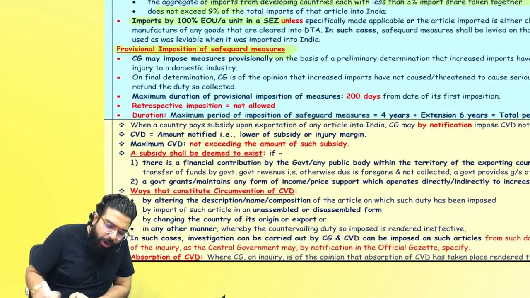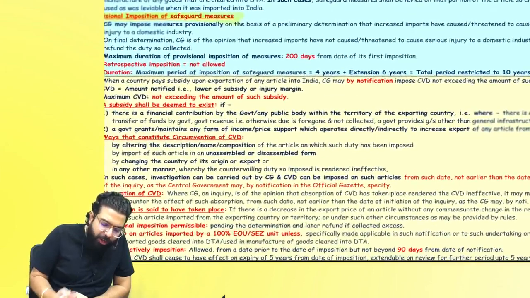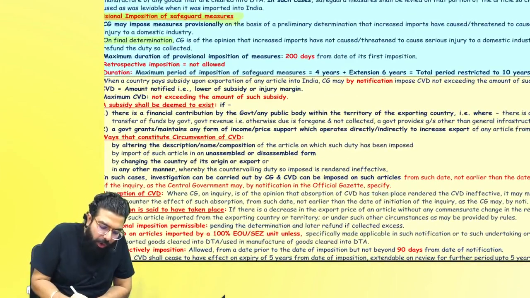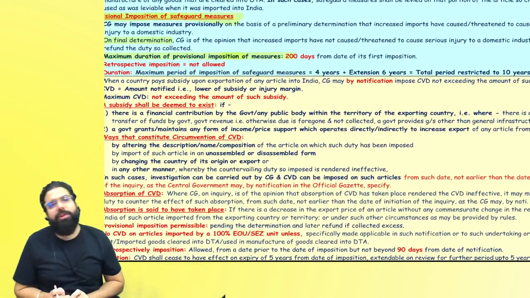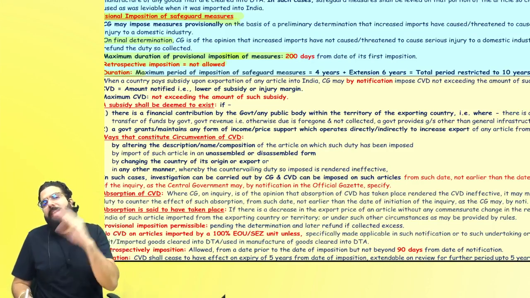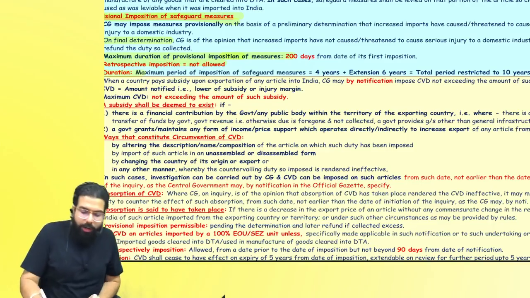Provisional duty, yes, government can go ahead and impose provisionally also. On finalization, whatever the difference is there, government will go ahead and refund. Maximum duration of provisional imposition is how much? 200 days. And sir, retrospectively not allowed. Maximum period of imposition 4 years and extendable up to what? 6 years.